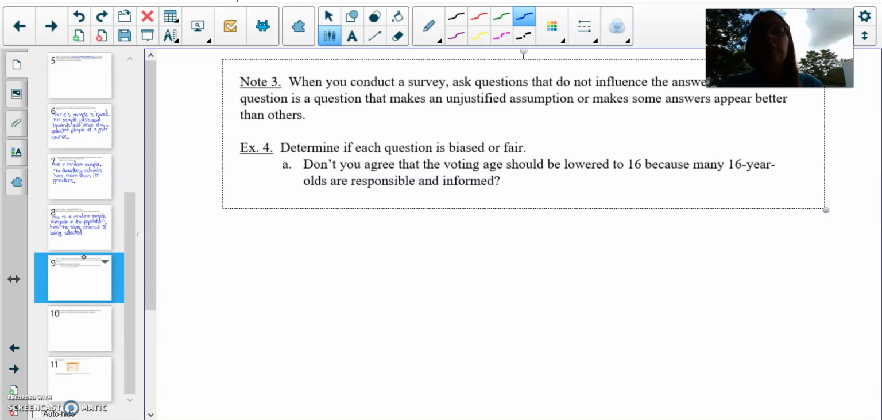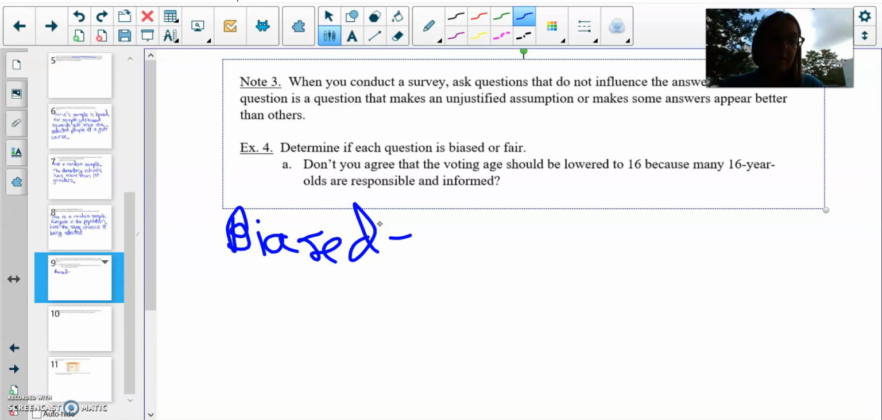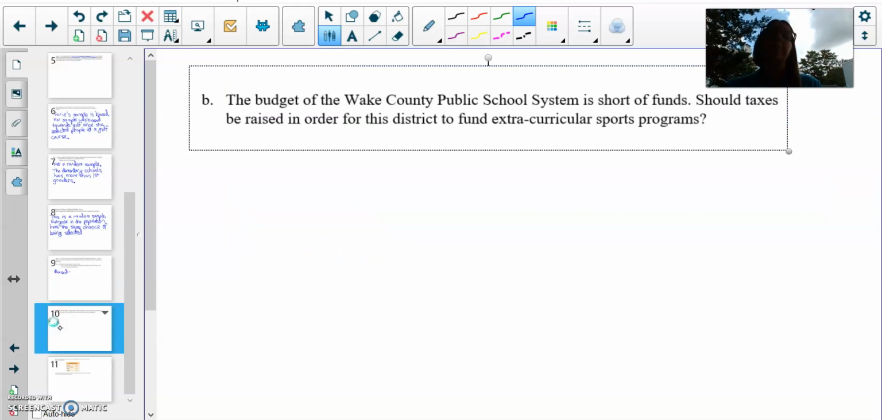Don't you agree that the voting age should be lowered to 16 because many 16-year-olds are responsible and informed? This would be a biased question. With the language that you are using, you're leading the person you're surveying to answer yes, because you're saying, don't you agree? 16-year-olds are responsible, they're informed, they can make their decisions. So that's a biased question.